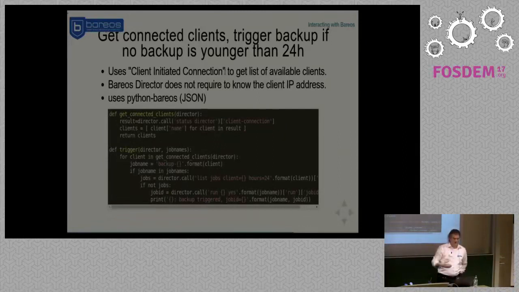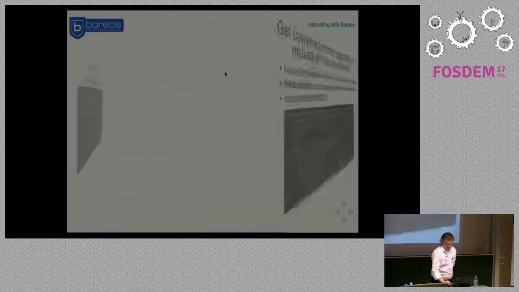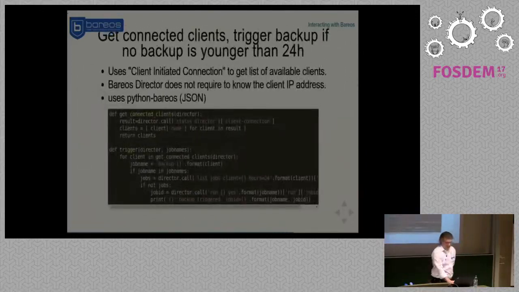You get the information with status director and look at the field connected client or client connection, and you only care about the name of the clients. Then you loop through all the connected clients. You have the trigger function. You can call it by a cron, for example, every hour or every minute, as you like. You get all the connected clients and loop through them.